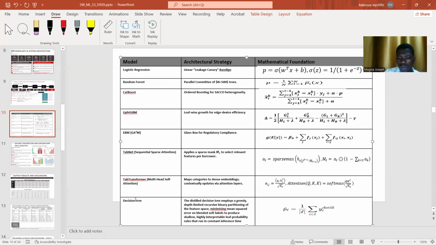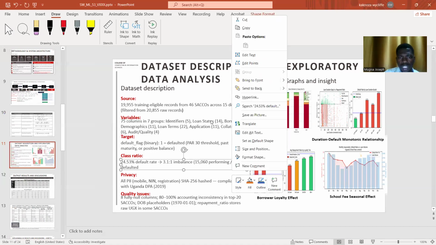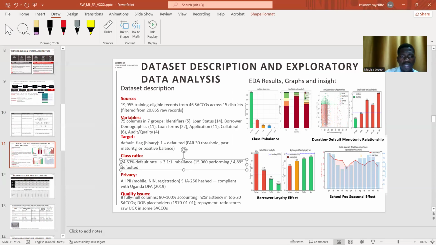So for time purposes, I will progress to discuss our data description and exploratory data analysis phase, whereby we had about 1,995 train-eligible records that are filtered from 20,000 that are derived from over 46 circles from 15 districts, and then they have 75 variables, and these are the things that our exploratory data analysis phase reveals for us. So we identify class imbalance. That's where we identify that we need to apply class pos weight on XGBoost and the like.